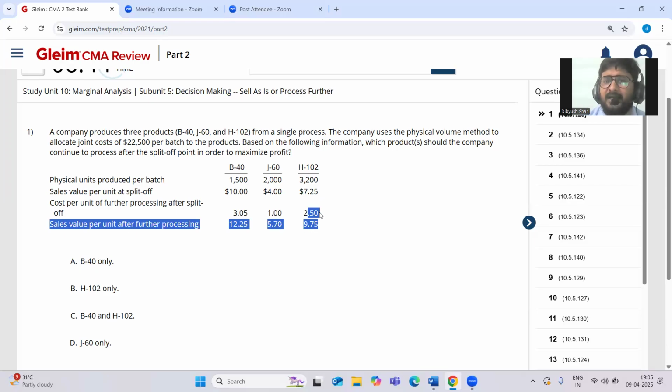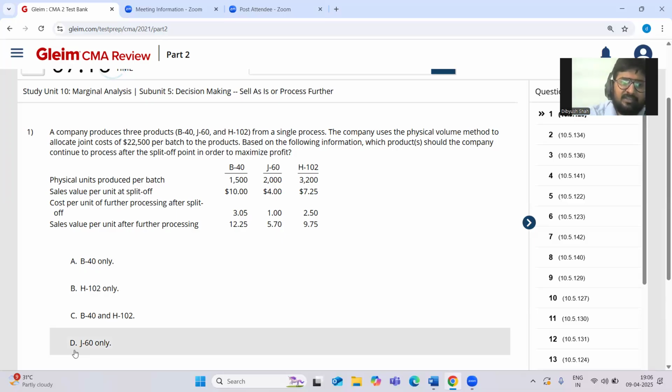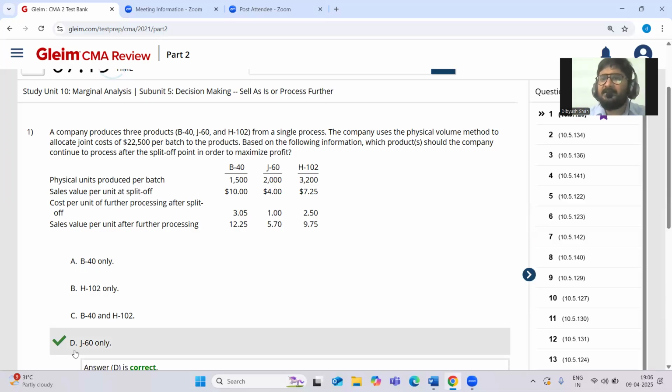I had told you guys, and if not, I'm telling you again: if the incremental profit is zero, generally you are not going to process it further unless it gives some other benefits. Maybe it is a complementary good, like Gillette razor and blade, where the main money is made from blades, not from the razor. That is not the case here. Incremental profit is zero for H102, so I will not process it further. I will only process J60 further because I am getting extra money, 70 cents per unit processed.